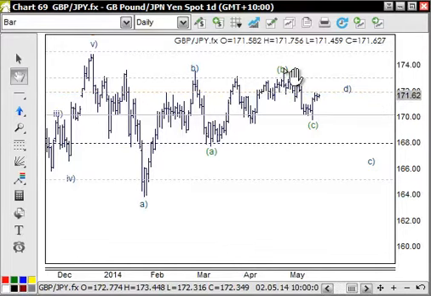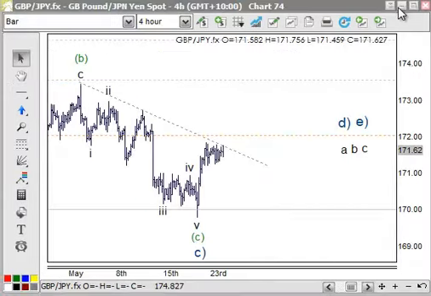We've counted sort of 5 waves down through to here. We're looking for a bounce back. In a bit of a nutshell, if the 172 becomes support, we could actually move up from here. So that's what we're looking at here.